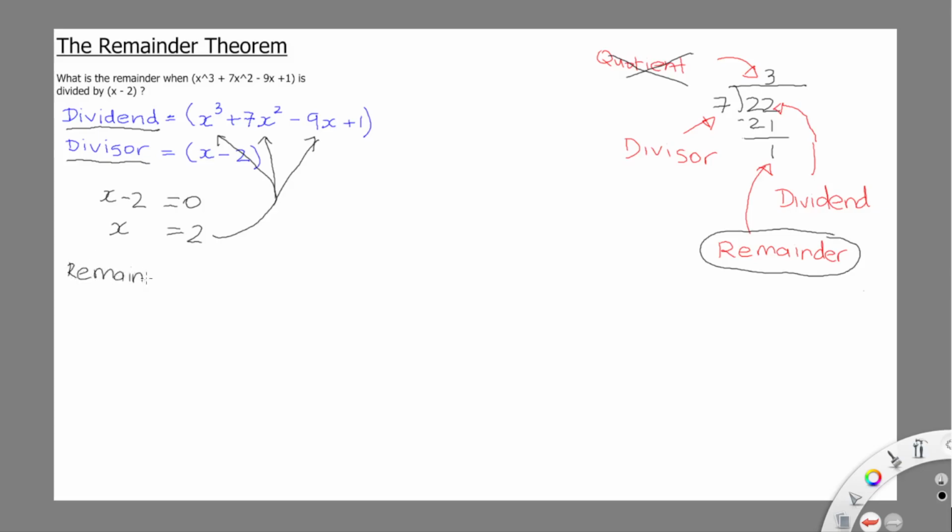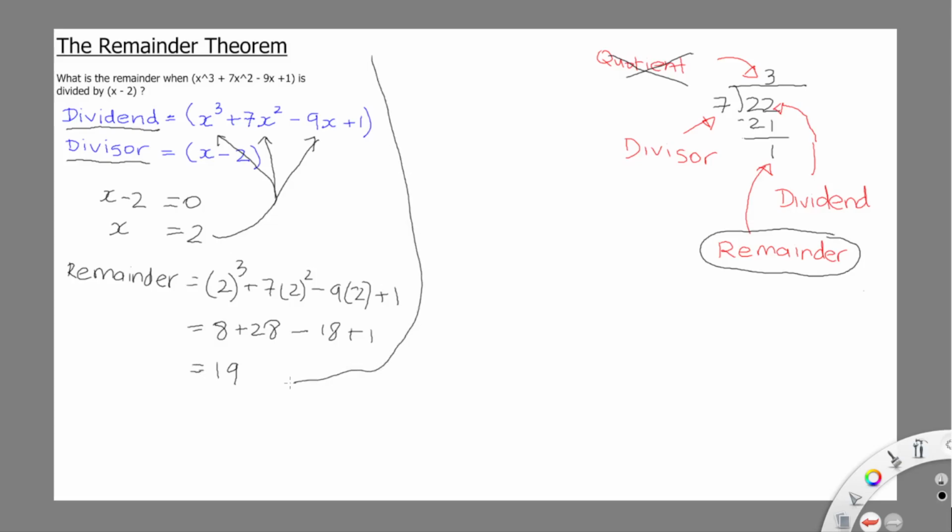So I'm going to plug the 2 into each of those x's. So it's going to be 2 cubed plus 7 times 2 squared, minus 9 times 2, plus 1. 2 to the power of 3 is 8. 2 to the power of 2 is 4, times 7 is 28. Minus 9 times 2 is 18. Plus 1. If you plug all that in your calculator, you're going to get 19. That's what the remainder is going to be.